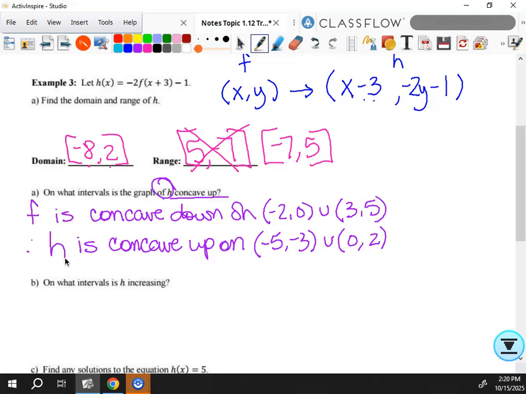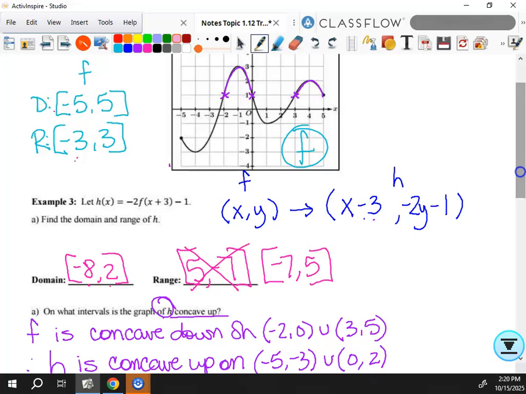Good catch. All right. So now the next thing asks me for when H is increasing. So am I going to look for when F is increasing? No, because of the reflection, I want when F is decreasing. And F is decreasing here, and here, and here. Okay, the 3 squiggly pink parts.